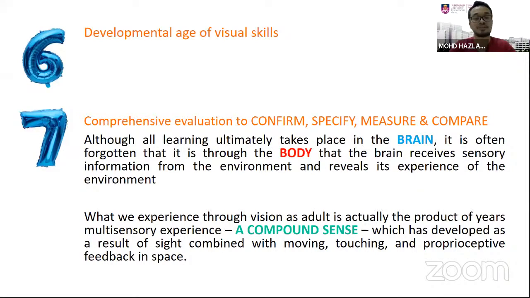If you cannot go for a very long standardized assessment, you might choose 1 or 2 subtests, or you can do clinical observations. This is to confirm, to specify, to measure, and to compare all the data that you have. We know that all learning ultimately takes place in the brain, but it is often forgotten that it is through the body, the eyes, that the brain receives the sensory information. So the assessment must be about the receptors and then the brain, okay? Okay, next.